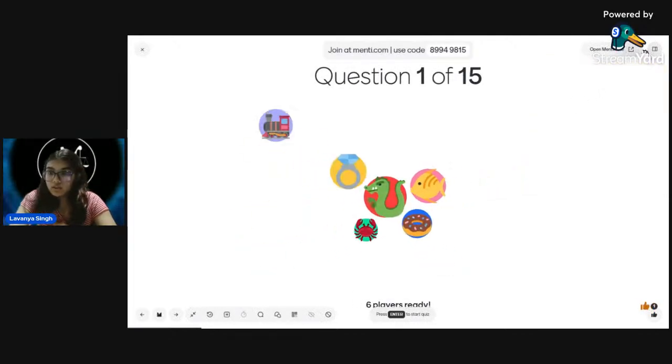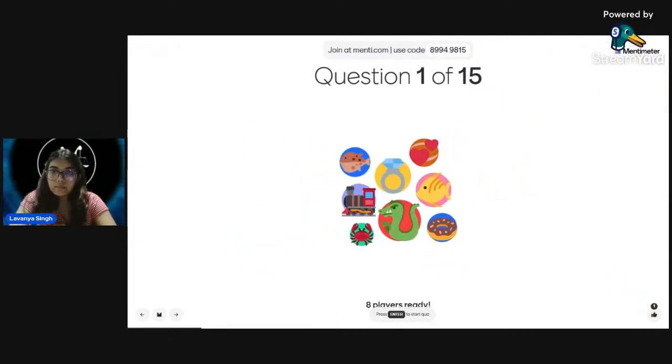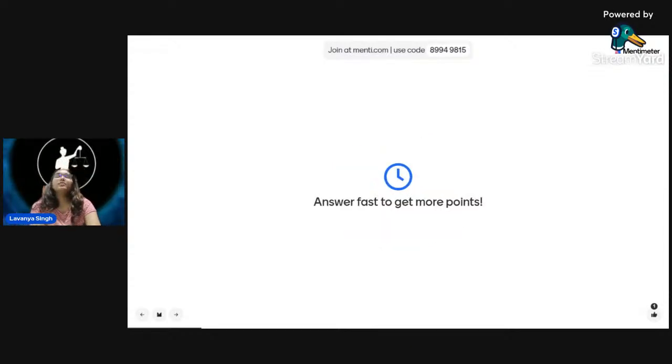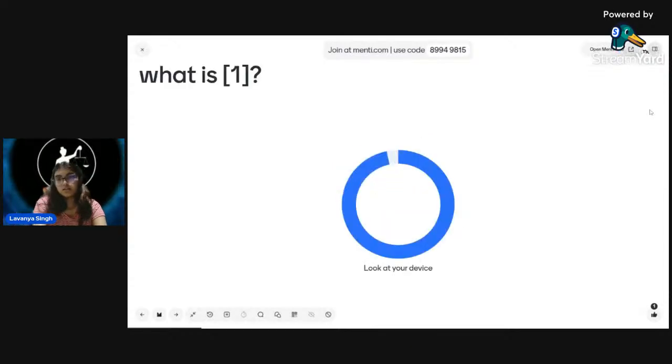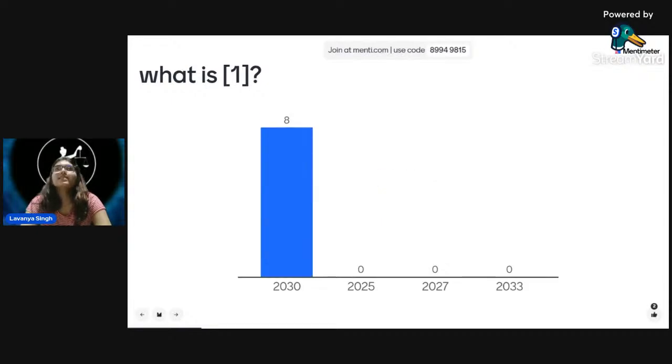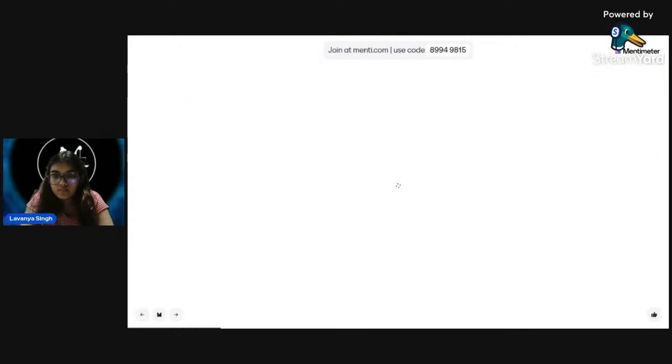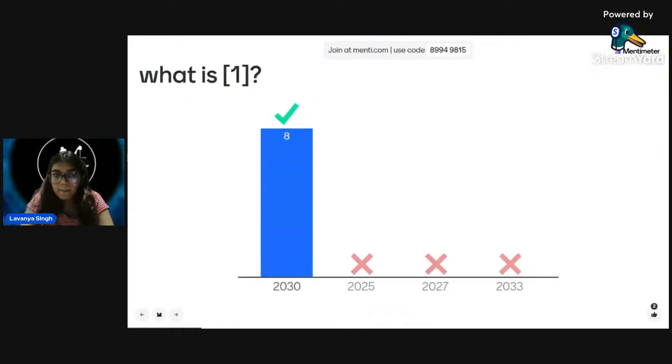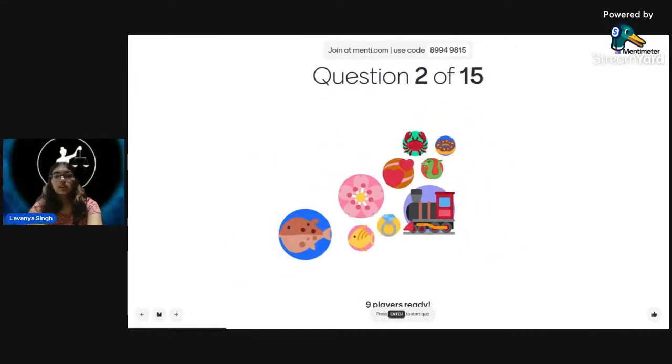Moving to the questions. The first question is what is the target year to achieve these targets? Options: 2030, 2025, 2027, or 2033. And the correct answer is option A, 2030. Very good, everyone selected the correct answer. The correct answer is 2030.